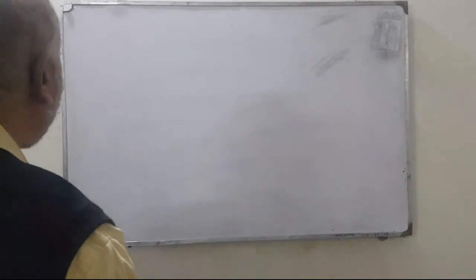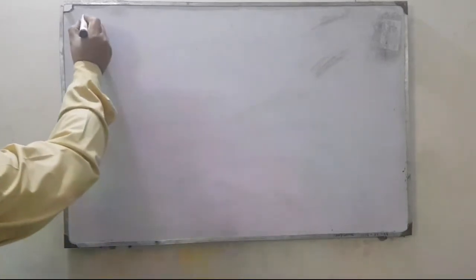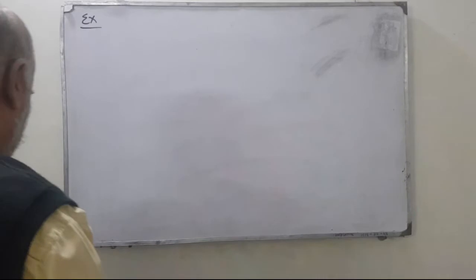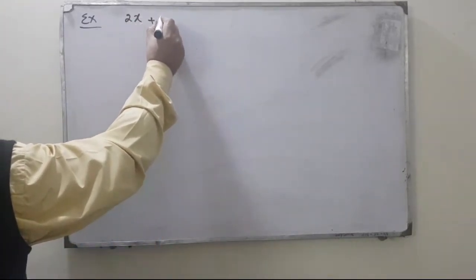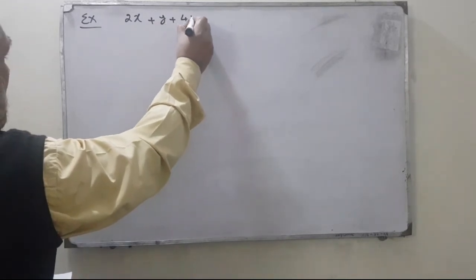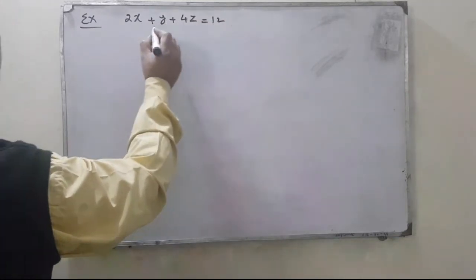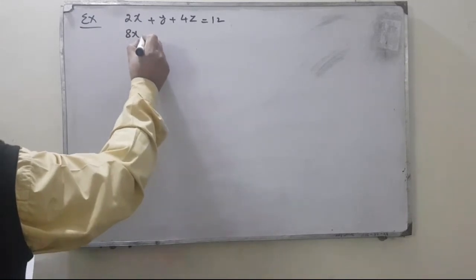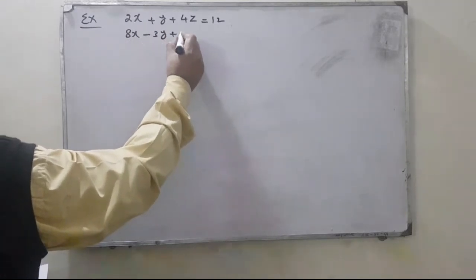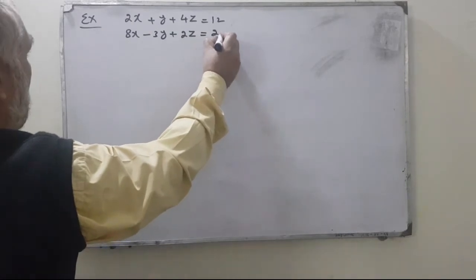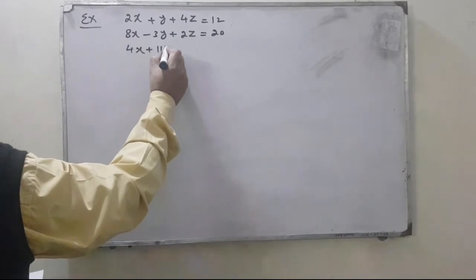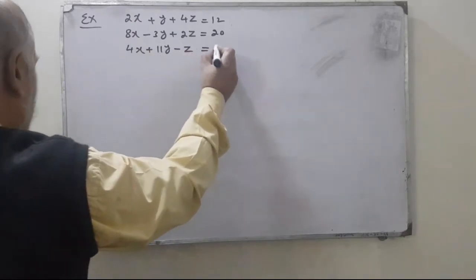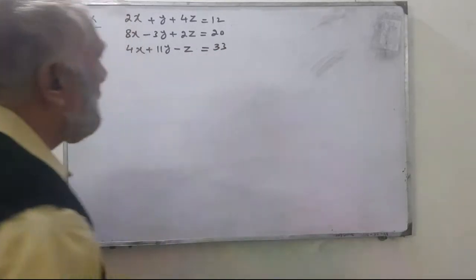The example is slightly different from the previous one. So here we start solving the example containing 3 equations. The equations are 2x plus y plus 4z is equal to 12, 8x minus 3y plus 2z is equal to 20, and 4x plus 11y minus z is equal to 33.